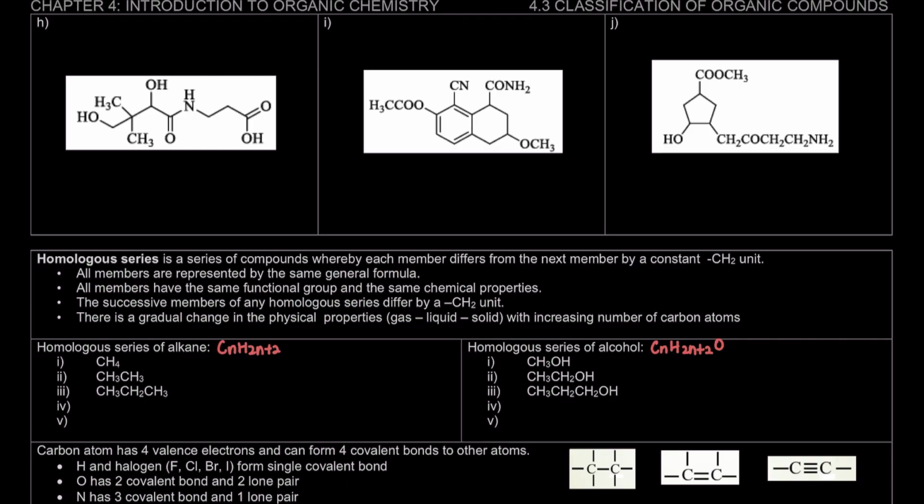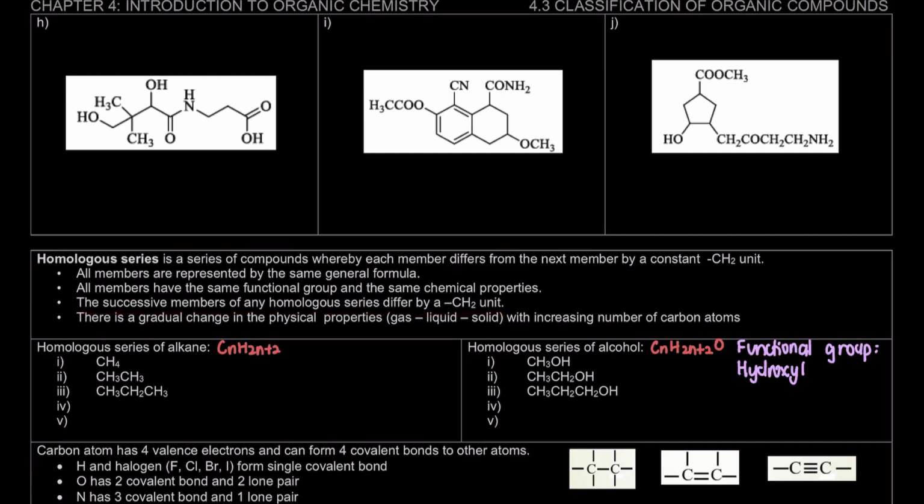From the previous video, we have learned that alkane does not have any functional group, but for the case of alcohol, the functional group is hydroxyl. I'm just going to add that in the notes here. The third characteristic is that the successive members of any homologous series differ by a CH2 unit.